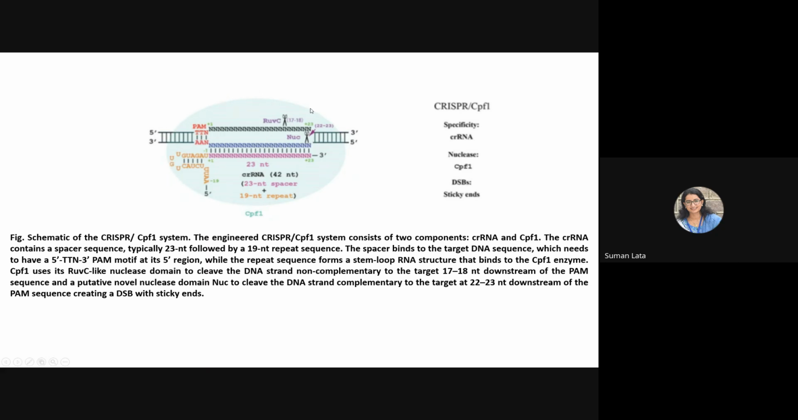So this oval shaped structure is the enzyme Cpf1. And Cpf1 has two domains, the RuvC domain and the Nuc domain. The RuvC domain cuts the DNA strand 17 to 18 nucleotides away from the PAM sequence. And this Nuc domain cleaves the DNA at 20 to 23 nucleotides away from the PAM sequence. So it creates sticky ends, in contrast to Cas9, which creates blunt ends.